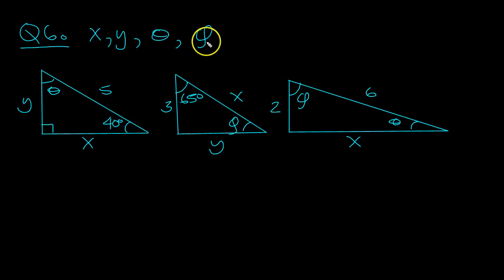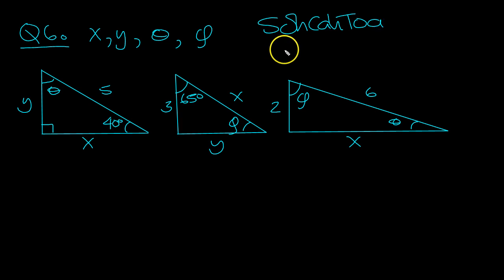Find x, y, theta, and phi. This is theta, this is phi here and here, and that's theta, and the x and y's. So we can use Pythag, or we can use SOHCAHTOA. So we've got SOHCAHTOA.